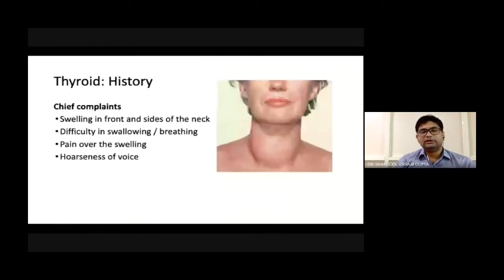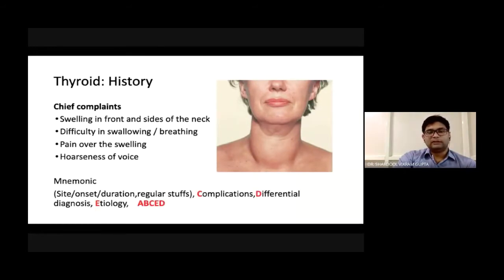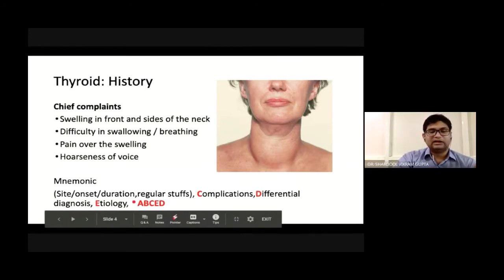Now coming to thyroid history proper, they usually present with chief complaints of swelling in front and sides of the neck, or difficulty in swallowing, breathing, pain over the swelling, and hoarseness of the voice. Let me tell you first what other history you will take in any case, like hernia, thyroid, peripheral arterial disease, varicose vein, be it any case. You have to follow a particular guideline. I have made a mnemonic for that. You follow a guideline of A, B, C, D, E.